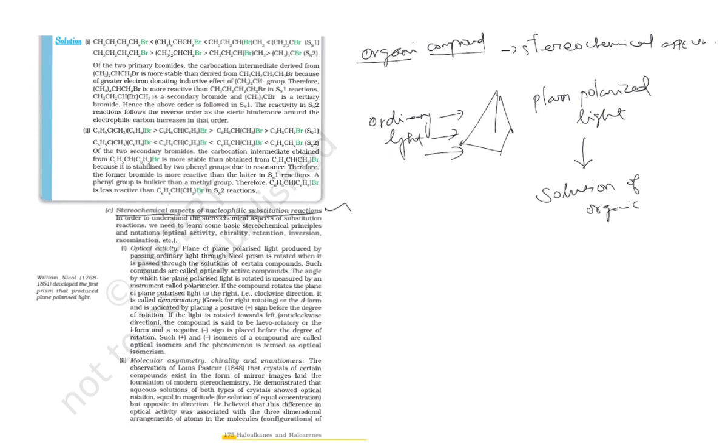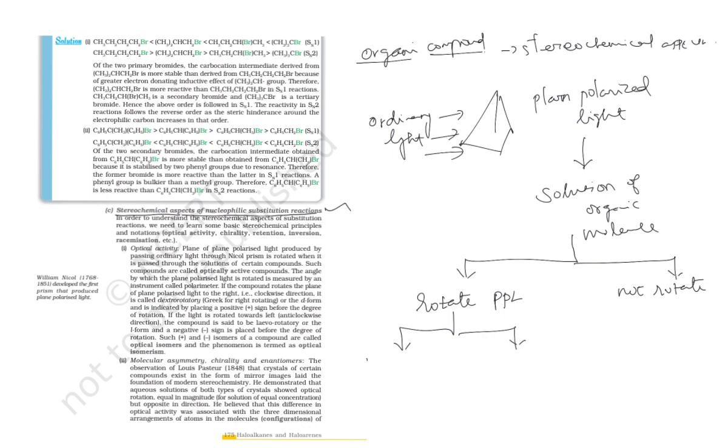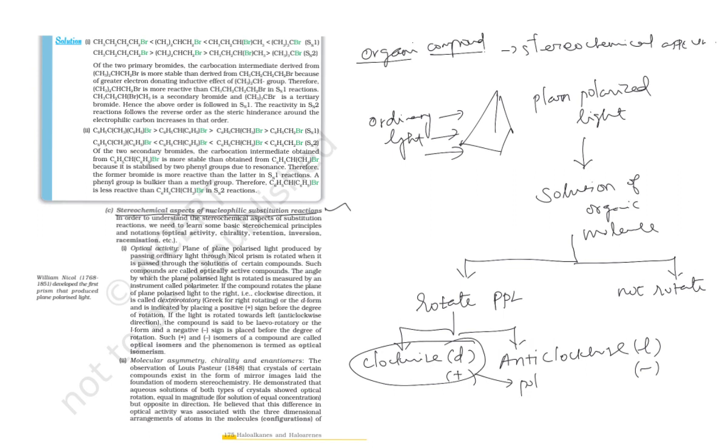organic molecule. If we pass it through the solution of an organic molecule, the molecule will either rotate the plane polarized light or not rotate it. Okay, so if it rotates plane polarized light, it can be clockwise or anti-clockwise. So if it is clockwise, it is the D isomer or plus isomer. If it is anti-clockwise, it is the L isomer or minus isomer. Are you clear? So this angle of rotation is measured by the polarimeter. Okay, polarimeter. Clear? Right.